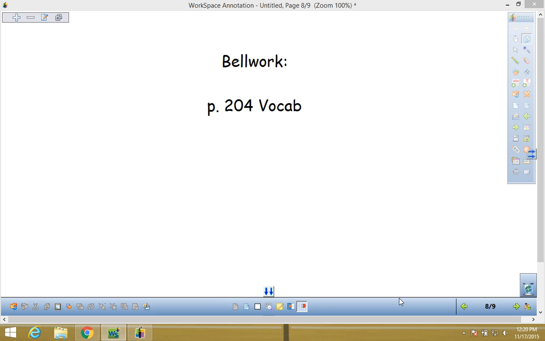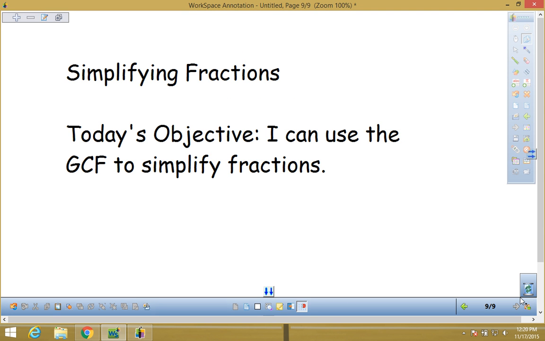Okay, so we're finding the GCF of the numerator, which is the top number, and the denominator, which is the bottom number, and then creating a smaller fraction, reducing it down, okay? That is what we are going to be doing today, and in fact is our goal, our objective for today. It says I can use the GCF to simplify fractions. So go ahead and put this at the top of your notes page for today. Simplifying fractions. I can use the GCF to simplify fractions.